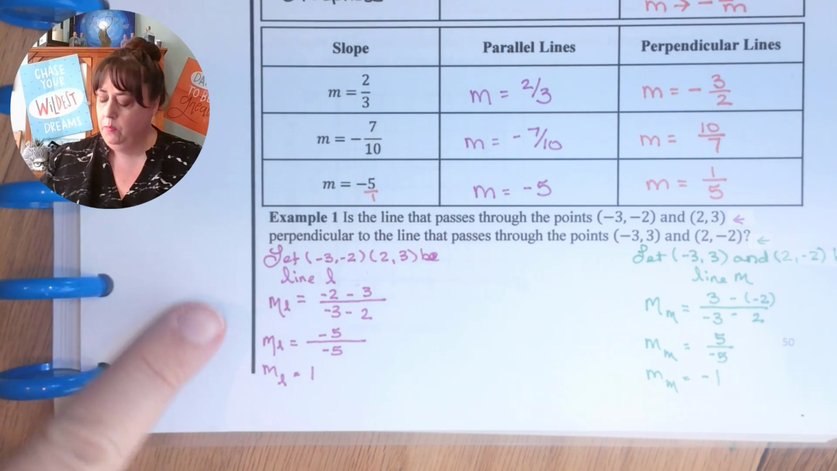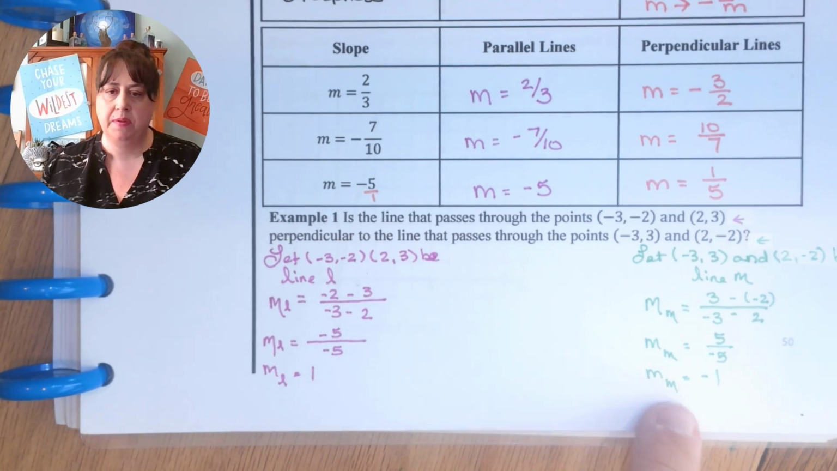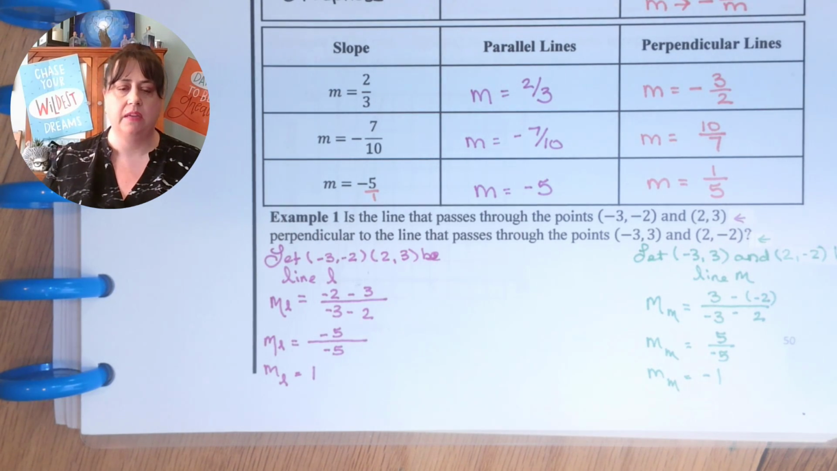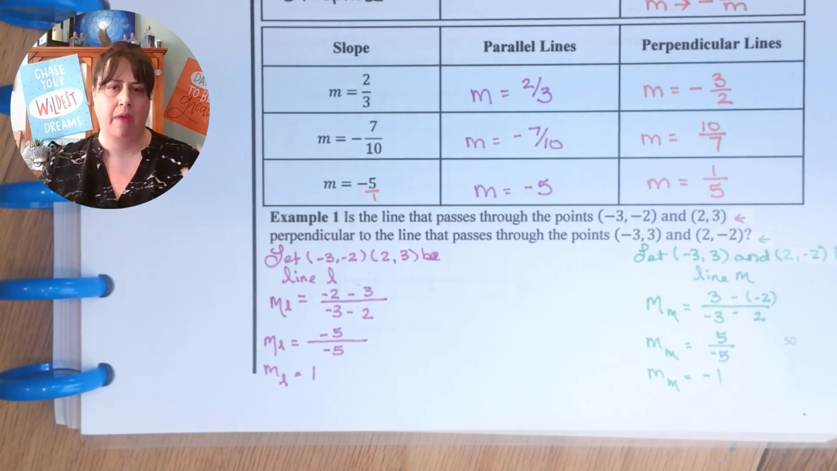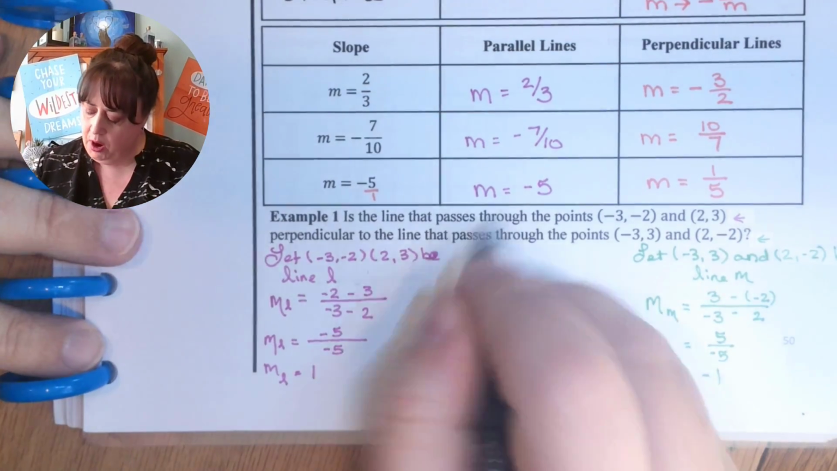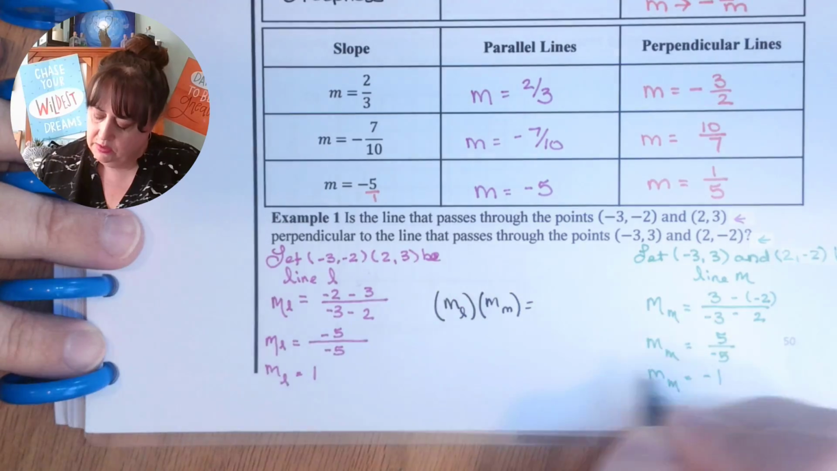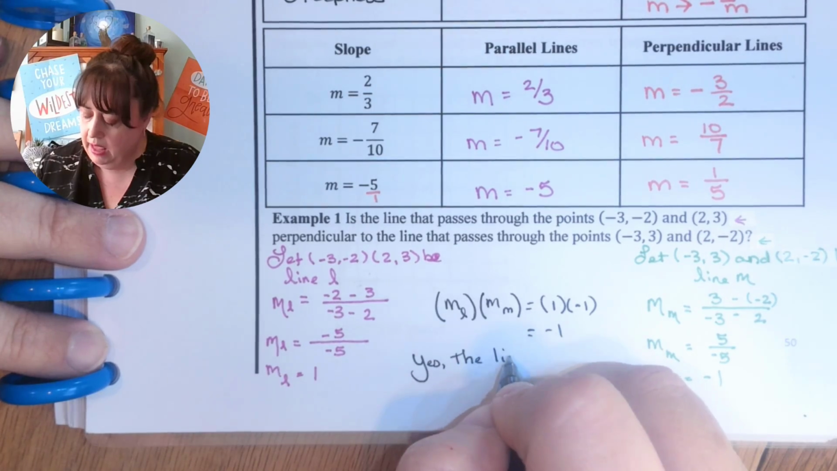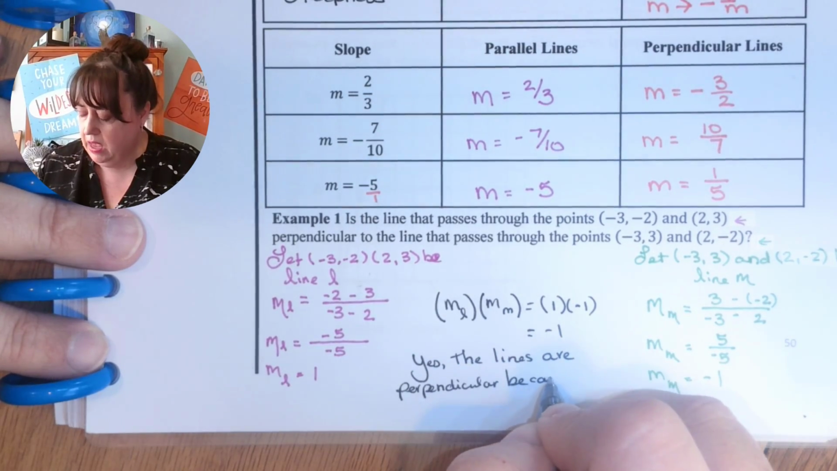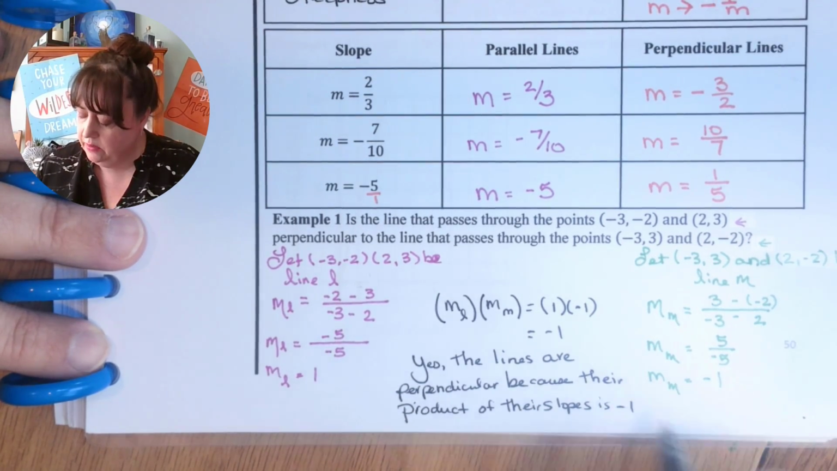All right, so this is right here saying the slope of line L is 1 and the slope of line M is -1. So if I look at these, are they opposite reciprocals? Sometimes it's hard to tell when they're both whole numbers like that. But one of the things that we can do is go back to that real math explanation, and take the product of the slope of line L and the slope of line M. So that would be 1 times -1 equals -1. So yes, the lines are perpendicular because the product of their slopes is -1.